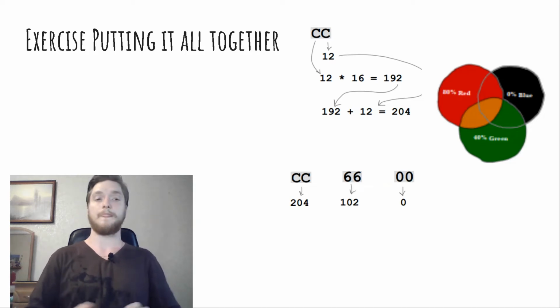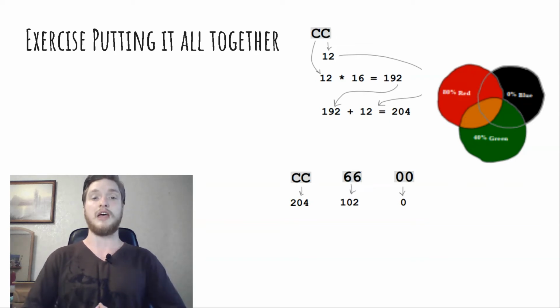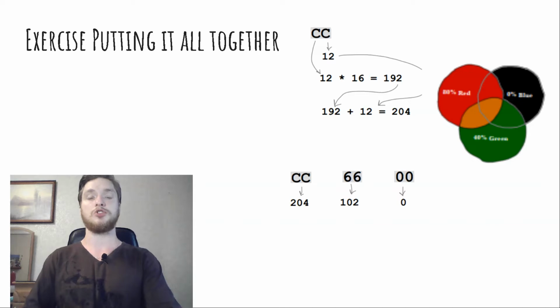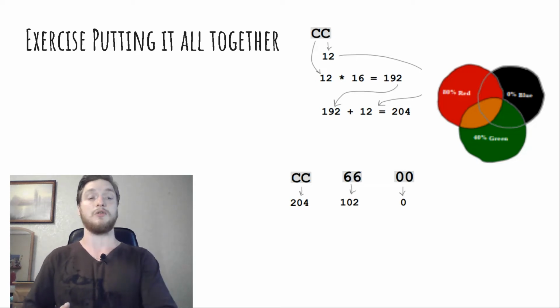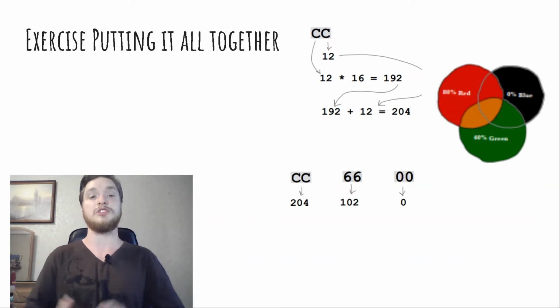Step 3. Now do this for the other 2 values. Repeat the same method on the other 2 values. Here's what you should get. To calculate 66, you have 6 multiplied by 16 plus 6 is 102. To calculate 00, you have 0 multiplied by 16 plus 0 is equal to 0. Step 4. There's no step 4. You're done. That's it. Now you've got the numbers for each component and you know exactly how much red, green and blue go into the color. You can disassemble any hex color in exactly the same way.